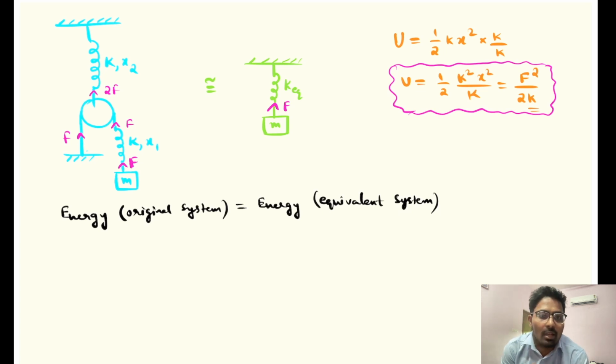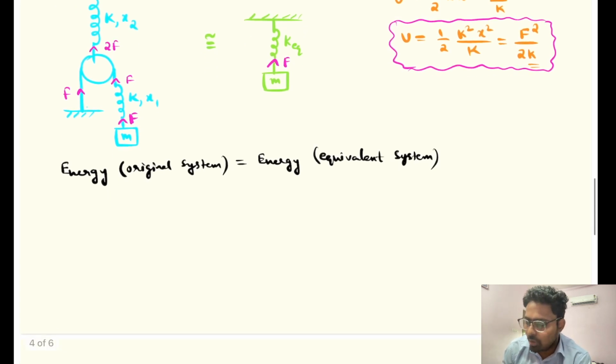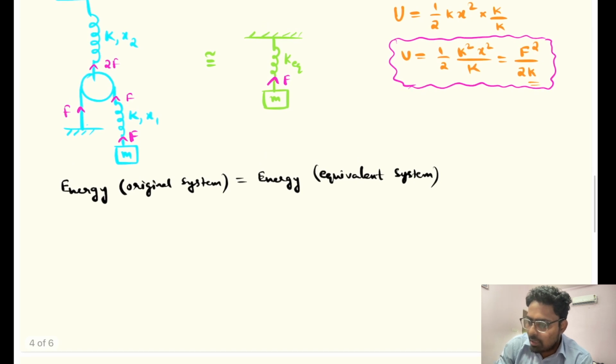But it's very easy for us to find tensions. Whatever the system might be, all the pulleys will be massless, so we'll use the property of net force equal to 0 and we'll get the tensions, right? And anyway they'll be giving k in the question. So then, sir, what will be the original energy in the system?